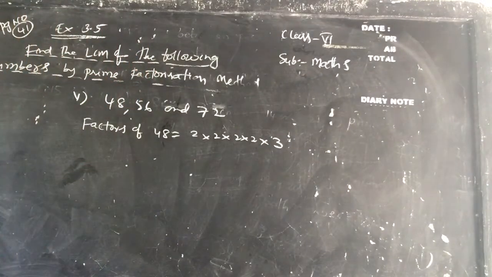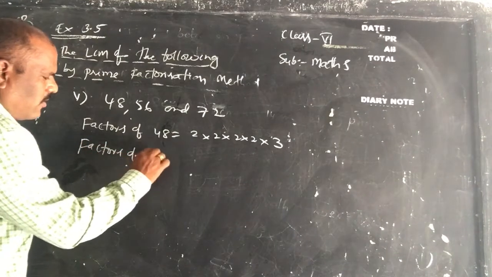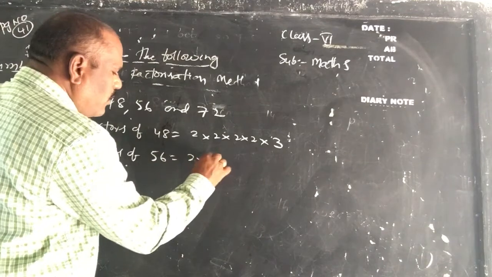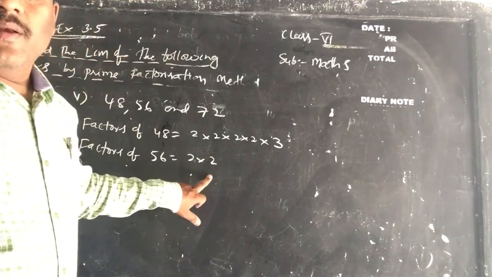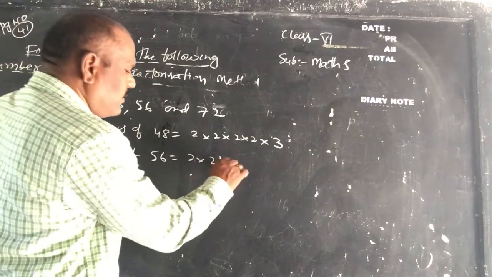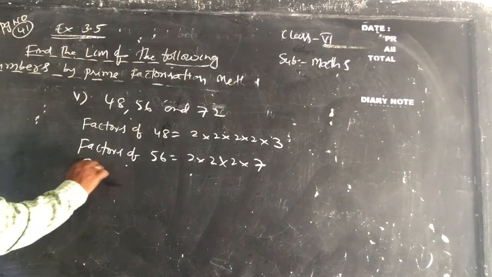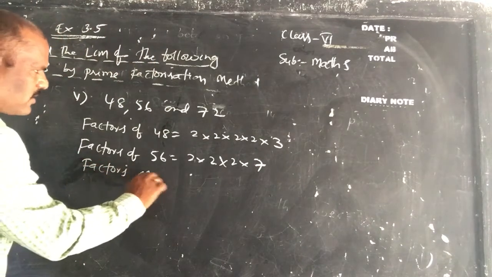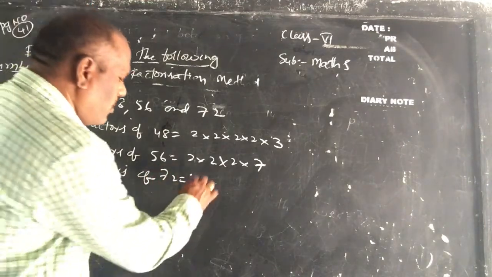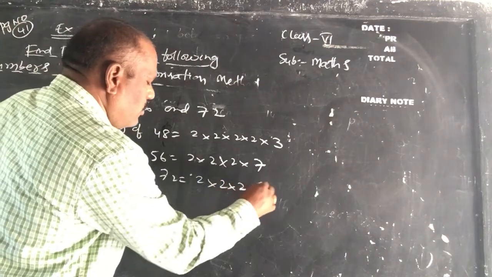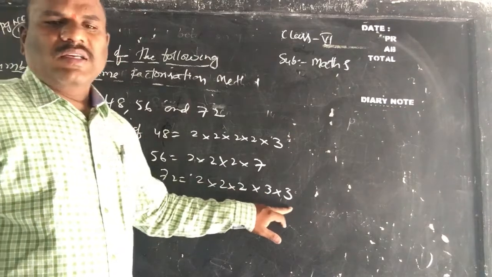Next, factors of 56, children. 2 into 2 into 2 into 7. 2 2 is 4, 4 2 is 8, 8 into 7 is 56. And next, factors of 72, children. You know very well, 72 is 2 into 2 into 2 into 3 into 3. 2 2 is 4, 4 2 is 8, 8 3 is 24, 24 3 is 72.